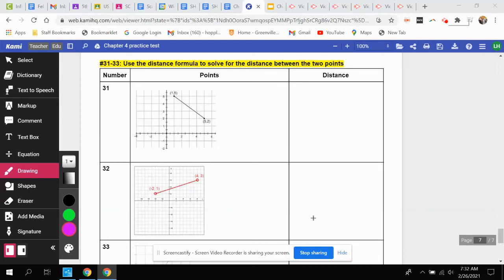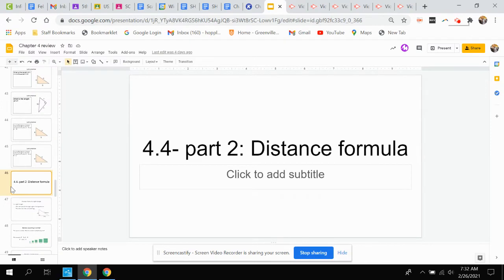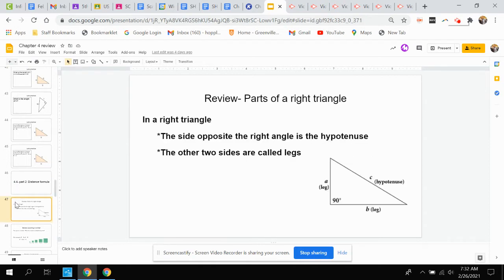Questions 31 through 33 are a review of the distance formula. For the distance formula, you're going to want to go to slide 46 of the chapter 4 review. This gives you a review of the distance formula. Quick review: we're usually trying to find the hypotenuse or a leg of a triangle when we're given this.